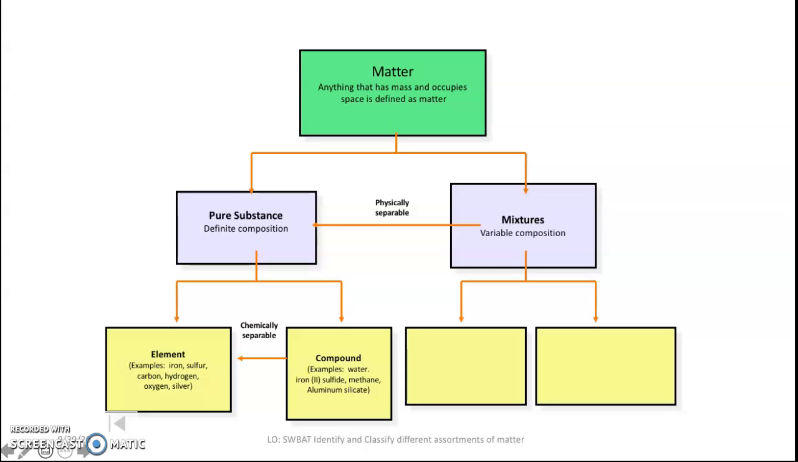Elements, as I said before, are substances that we find on the periodic table as is. So we have iron, sulfur, hydrogen, oxygen, silver. Those are elements. They are always by themselves. Now, some elements might be diatomic, meaning they might come in pairs of two.